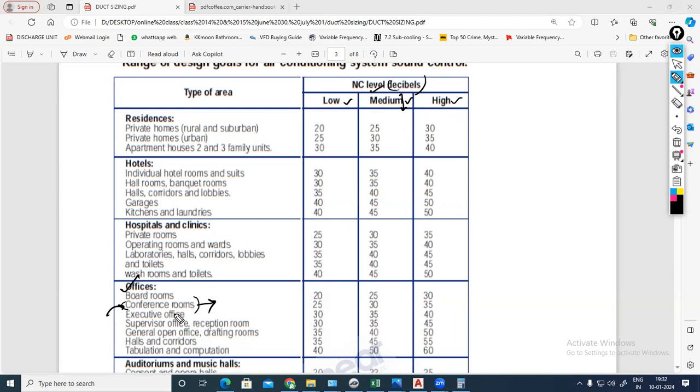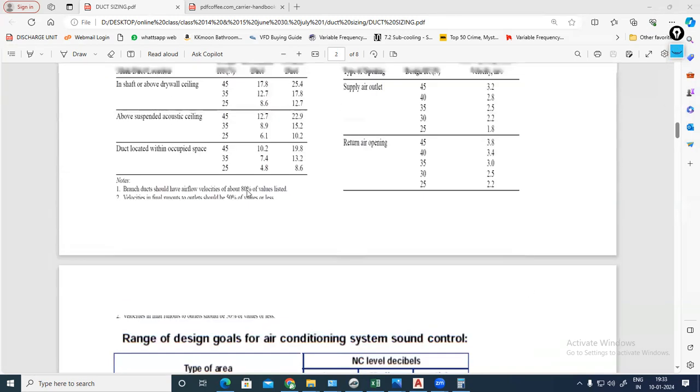I'll be selecting medium. Conference room, what is my range? 30 decibels. 30 dB. For most spaces, 90% of spaces, without going to any table, you can consider 30 decibels as a reference and do it. Okay. But for some factories, if it is going like 45 and so on, accordingly you can select that. It's the right method. And in my case, what decibels do I need? 30 decibels.